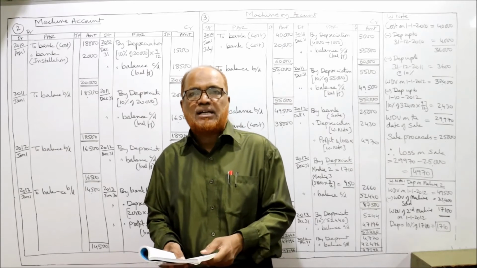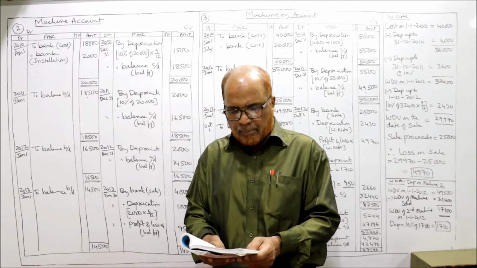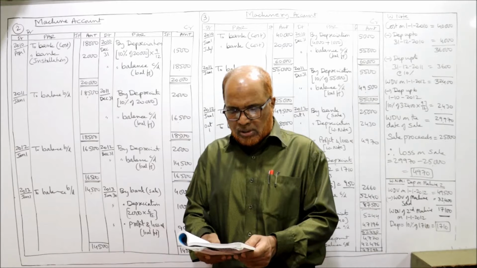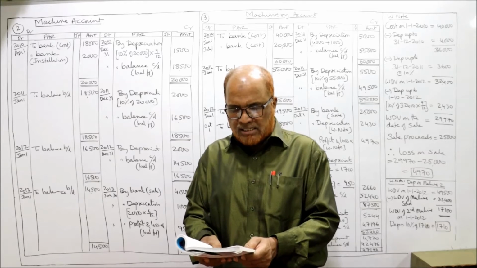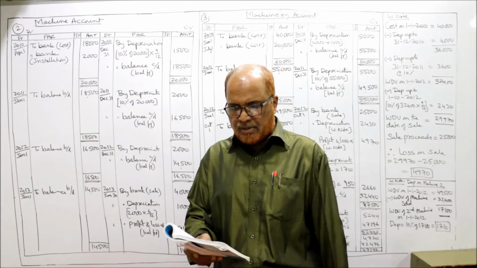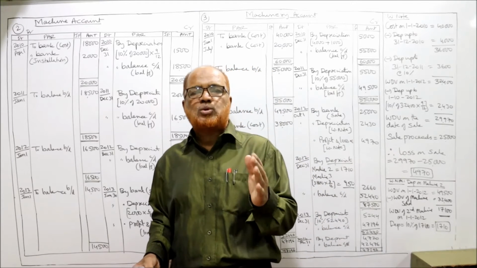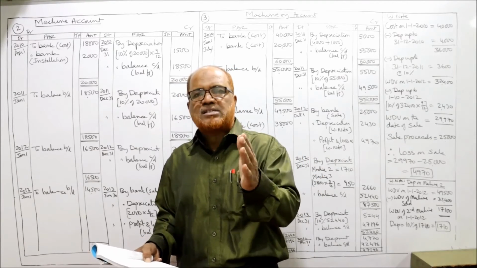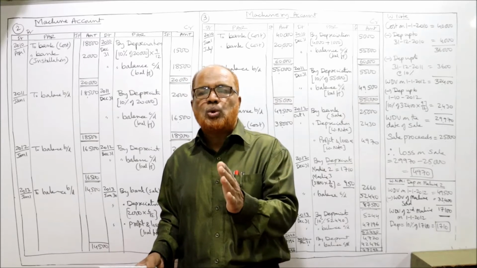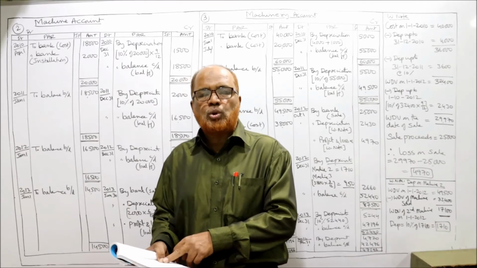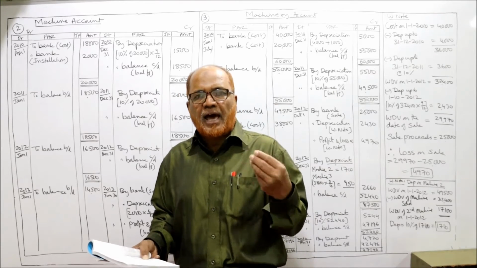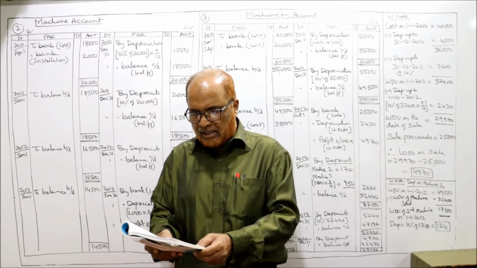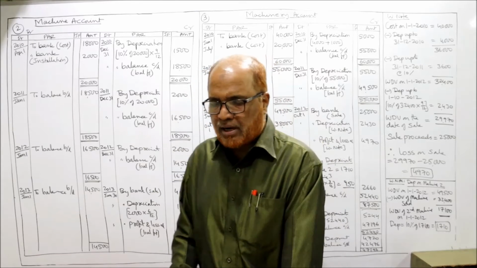On 20,000 we provide depreciation. Depreciation is written off at 10% per annum on original cost method, straight line method. On 30th June 2013, the machine was found to be unsuitable and sold for rupees 4,000. That means we have purchased the machine on 1st April 2010. Only one machine. We don't have the second machine. And that machine continued from 1st April 2010 to 30th June 2013. Prepare the machine account from 2010 to 2013, assuming that accounts are closed on 31st December every year.